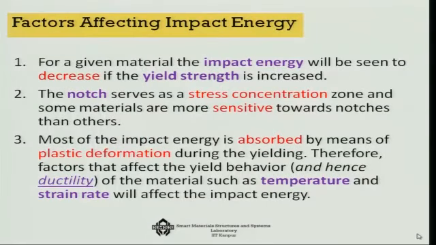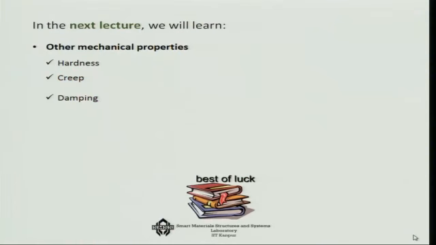Now, the factors that are important in terms of impact energy: for a given material, the impact energy will decrease if the yield strength is increased. That is generally found in a material, and the notch serves as a stress concentration zone. So, some materials are more sensitive to notches, and most of the impact energy is absorbed during the plastic deformation of the material. Also, temperature and ductility play a very important role in it.